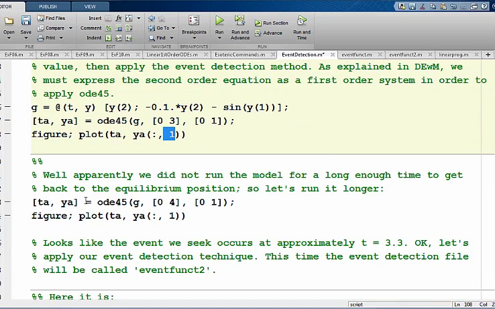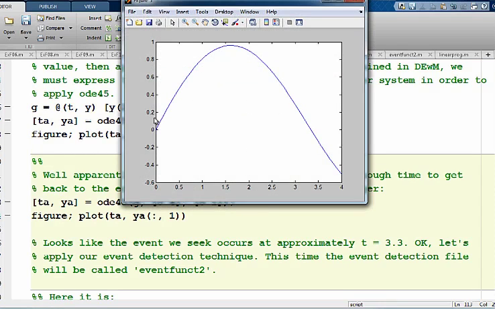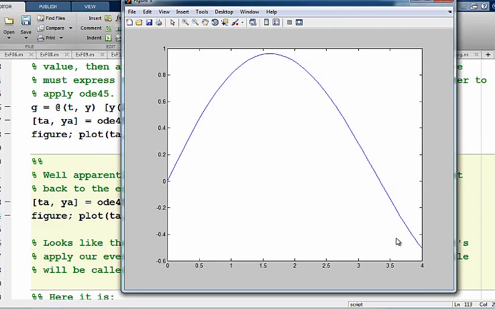So here's the same set of instructions, but instead of going from 0 to 3, I go from 0 to 4. Let's run it. And this time I did run it long enough, it came back down, and I've obviously gone through 0. Where have I gone through 0? I don't know, about 3.4, 3.3, a little hard to see. So again, we will use event detection to get a much more accurate calculation of for which value of t theta is 0.